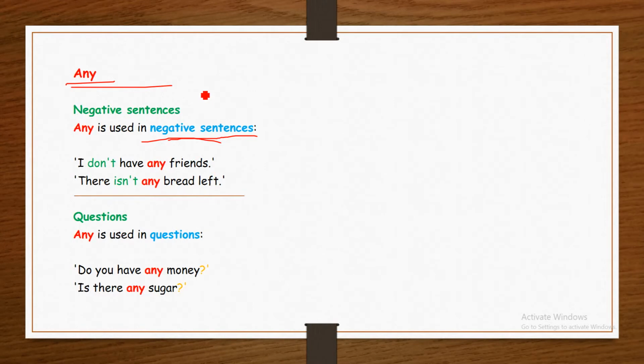Any can be used with countable and non-countable nouns. I don't have any friends. Friends is a countable noun. This is a negative sentence. Any is used in negative sentences with countable and uncountable nouns. There isn't any bread left. Bread is a non-countable noun.